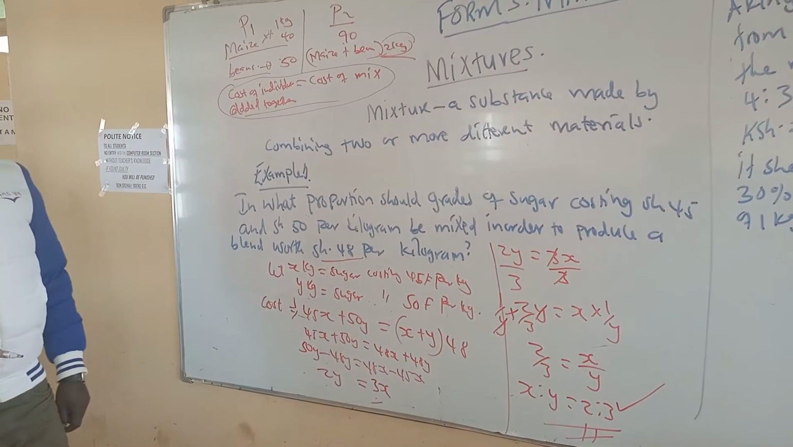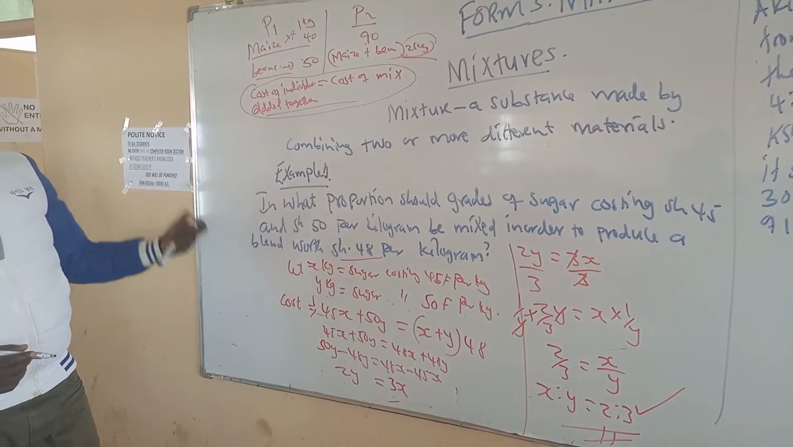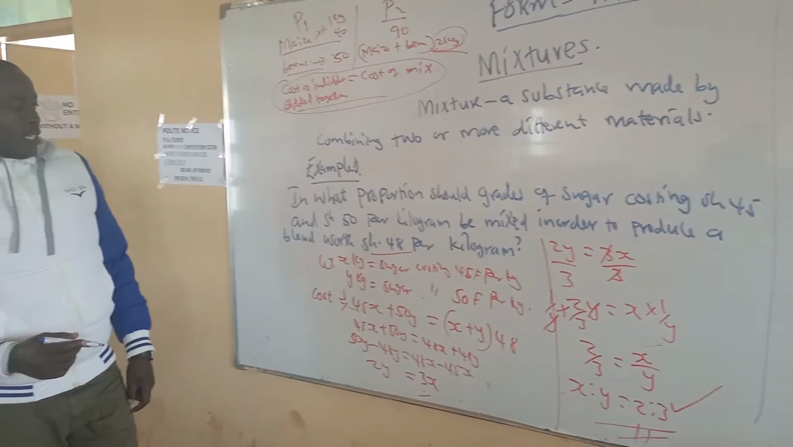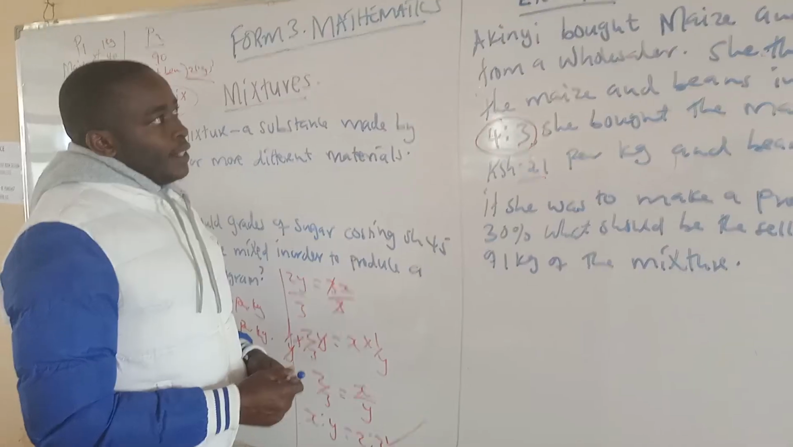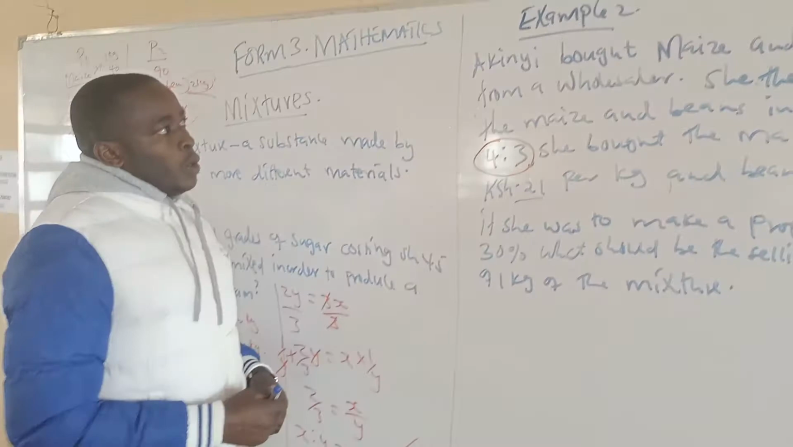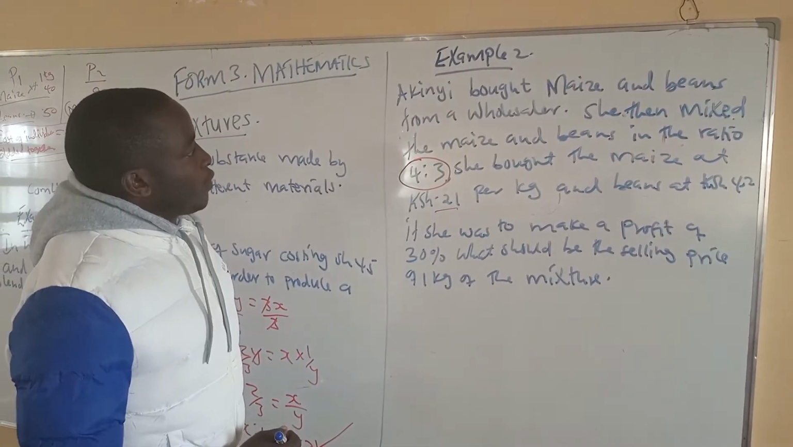That is the ratio that you were supposed to mix the two. Because in what proportion should the grades of sugar be mixed? So in the proportion of 2 is to 3. Now example 2, the question is that Akini bought maize and beans from a wholesaler.